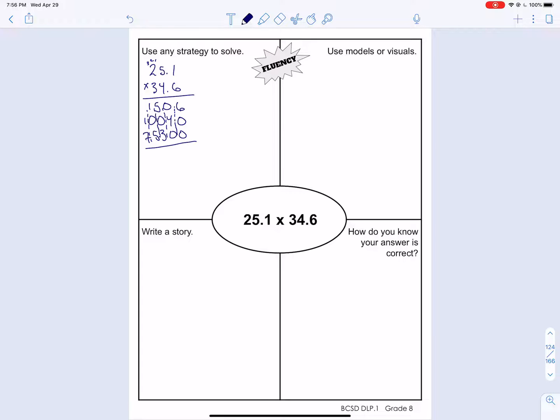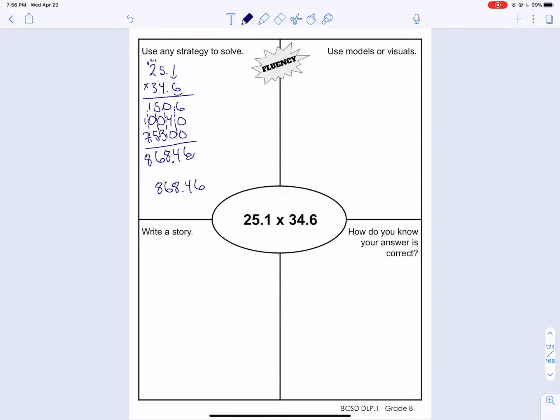Okay, so 6 plus zeros is 6. That's a 4. 5 and 3 is 8. 1 and 5 is 6. 1 and 7 is 8. All right, so this is not our final answer. We have 2 decimal places to move our final answer over. So our final answer is 868.46.